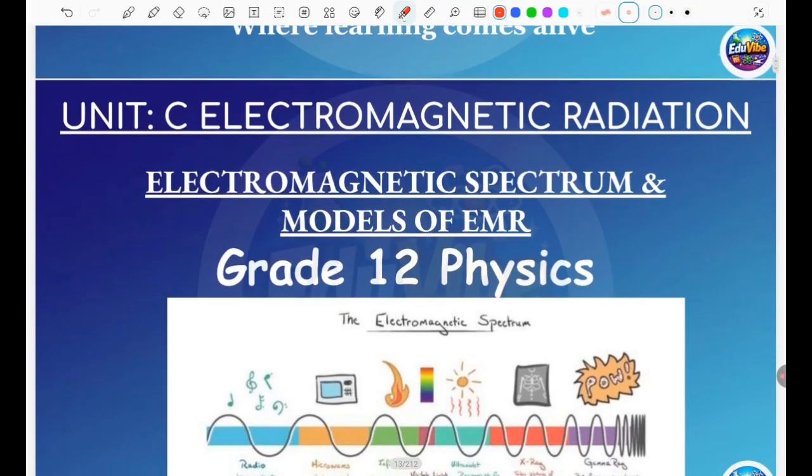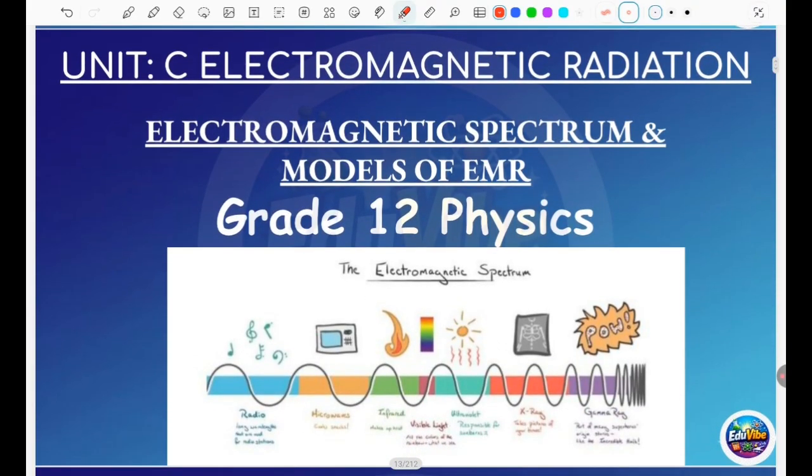Today we will start with another topic of electromagnetic radiation, which is from grade 12 physics. Today's topic is the electromagnetic spectrum and the models of EMR. This is how the spectrum of electromagnetic radiations looks. At different wavelengths and different frequencies, we have different types of radiation. Those with the highest frequencies can be harmful for us. So we'll learn about this spectrum now.